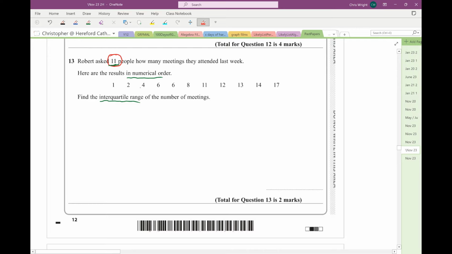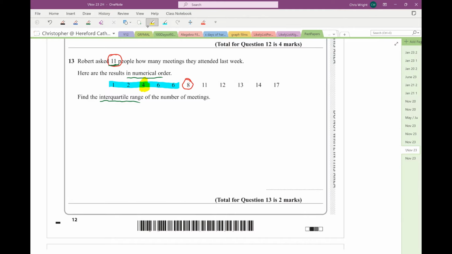If you weren't sure about that, you can circle the one you think it is and count how many are there this side and how many are there this side. There are 5 on each side of the 8, so 8 is the middle one. Right, now I want the interquartile range. So I take this first half, and I find the middle one.